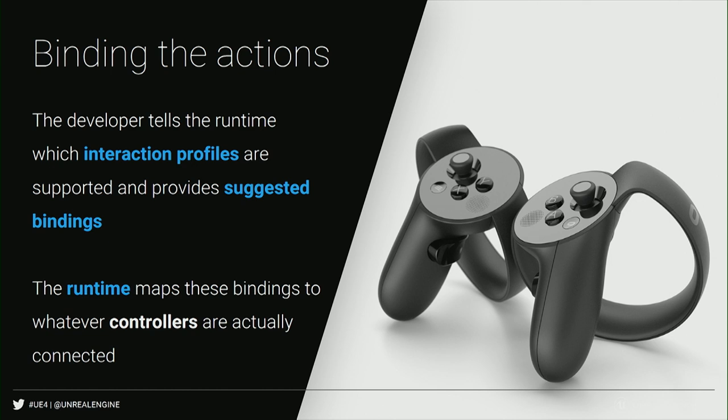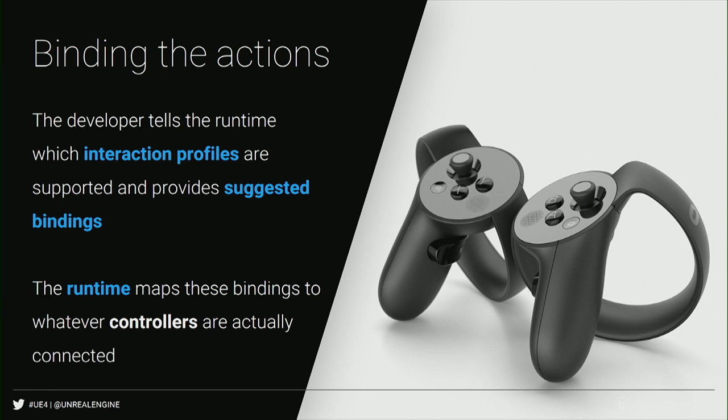Now, when we package all of this together, we end up with something that we call an interaction profile. Now, an interaction profile is basically just a formal description of a physical controller. So for example, part of that profile for an Oculus Touch could be the X or Y buttons or the thumbsticks. So when we build up an interaction profile, we define these controls explicitly for each device. The runtime will take an interaction profile, and it'll map those physical buttons to actions based on the bindings suggested by the developer. The runtime can do the rebinding for you based on the actions that you create.